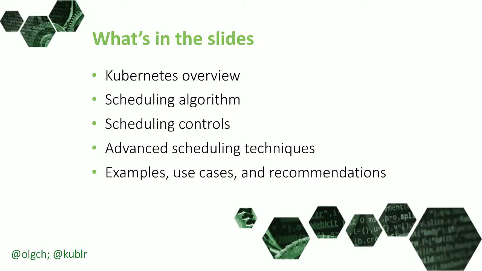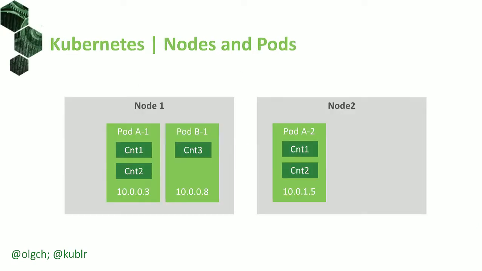So I'll just give a very quick Kubernetes overview, how its architecture works, and then we'll talk about how scheduling works in Kubernetes, what controls are available to end users, operators, developers in terms of scheduling, what advanced scheduling techniques you can use, and then look at a couple of examples, use cases, and recommendations, very generic, on how scheduling can be used more efficiently.